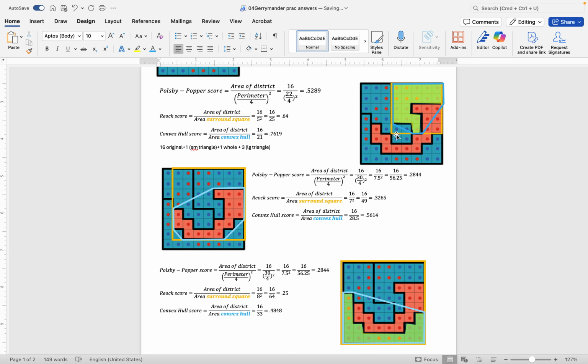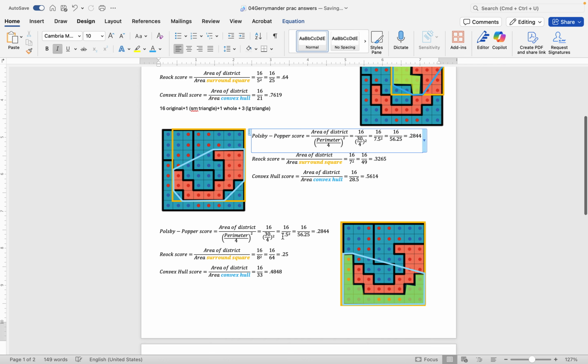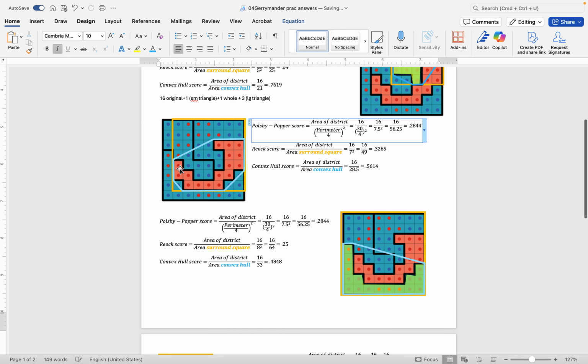Okay, I'm going to clean this up just a little, make it a little larger so we can see it. All right, when we look at District 3, this is the orange district, so it's kind of easier to spot here. I didn't highlight it, but we're going to keep our eyes on this orange area here as we work. I'll take these out and we'll start again looking at where they come from. So starting with Polsby-Popper, again, we've got 16 squares on the inside, 1, 2, 3, 4, 5, 6, 7, 8, 9, 10, 11, 12, 13, 14, 15, 16, okay?